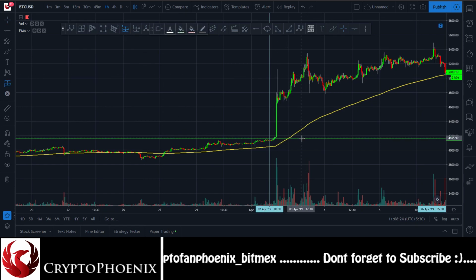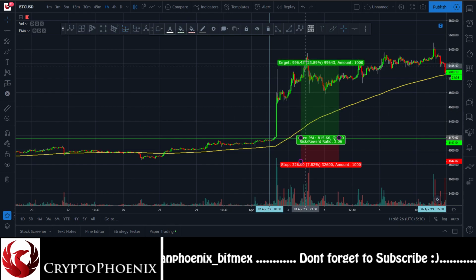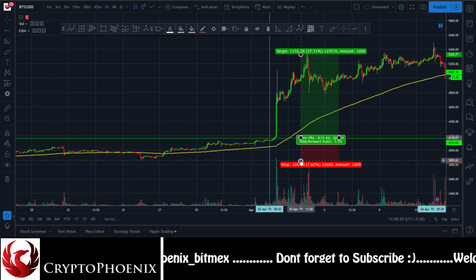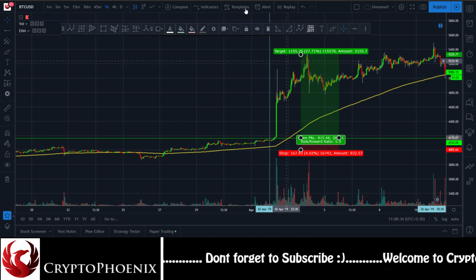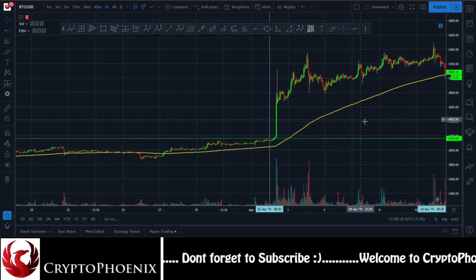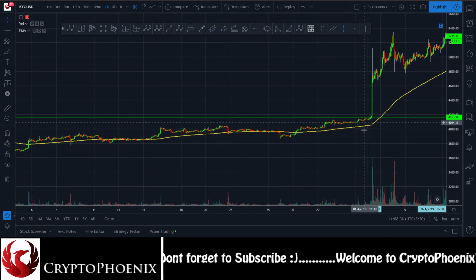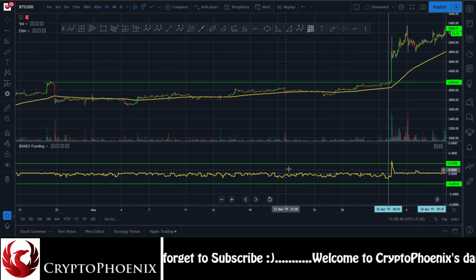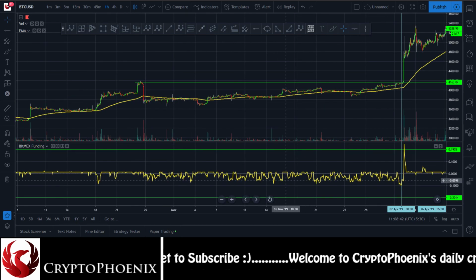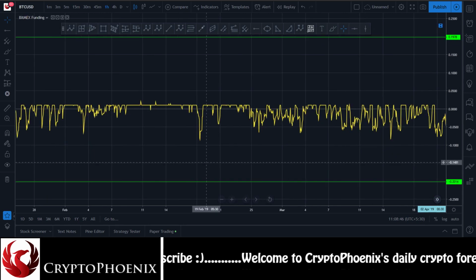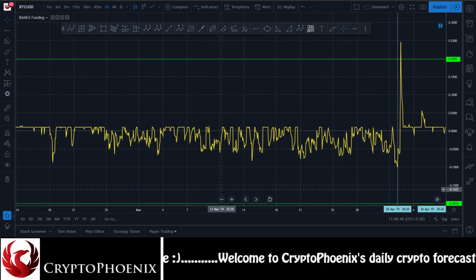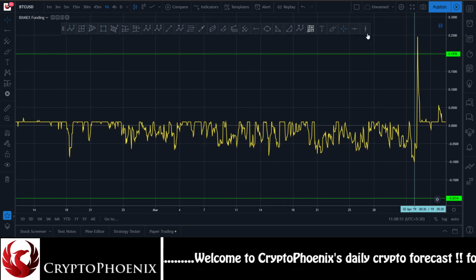Like if you look at the gains, it's like 26%, and if you long that using 10 times leverage, that's 270% in just one shot. So this is how the funding rate works. Let's just look for more examples right here. We'll look at many more examples.